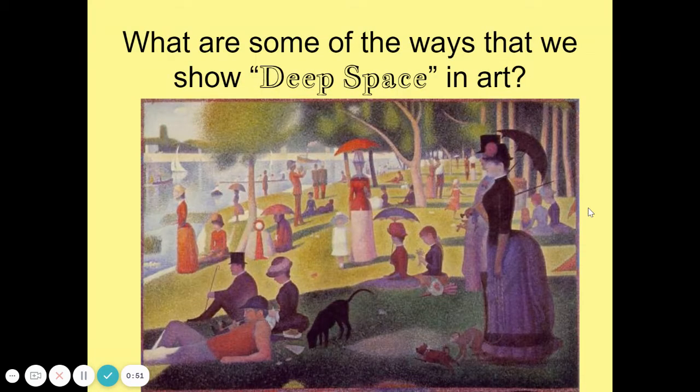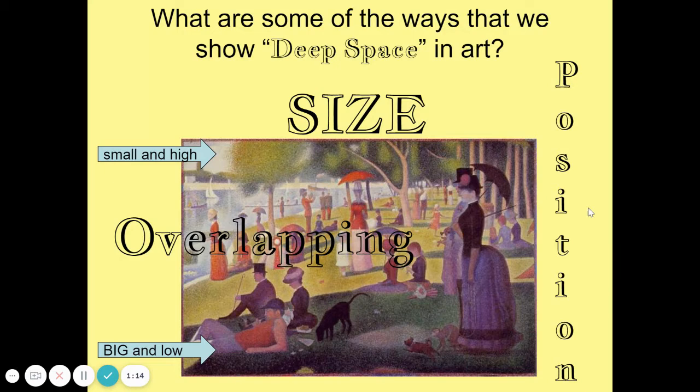Let's think about some of the ways that we can show deep space in art. So look at this picture and think about some of the drawing tools that this artist used to show things that are in the background, middle ground, and foreground. Pause this video for a minute and think of some ideas. Hopefully you paused and thought of some of these same things I'm going to be talking to you about.